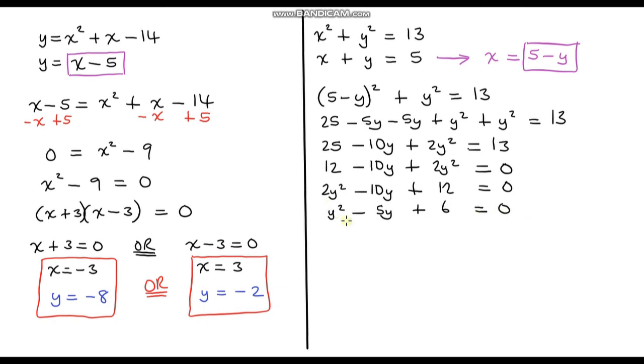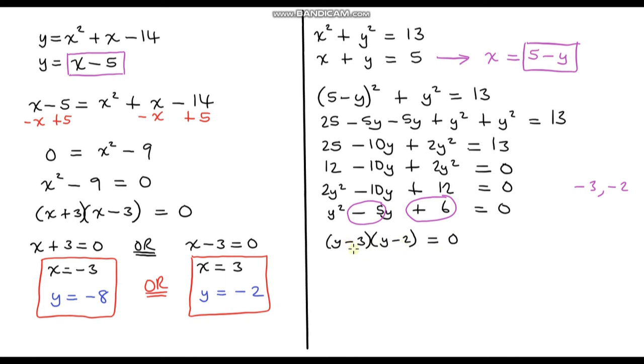So now let's go ahead and solve this. And just like before, this expression here factors very nicely. So if I think about two numbers that multiply together to get positive 6 and add together to get negative 5, well, they're going to be negative 3 and negative 2. Negative 3 times negative 2 is positive 6, and negative 3 minus 2 is negative 5. So we can factorize this expression. So this will become y minus 3 times y minus 2, and that equals 0.